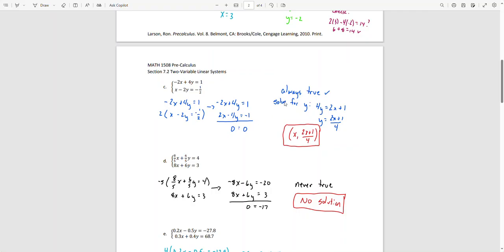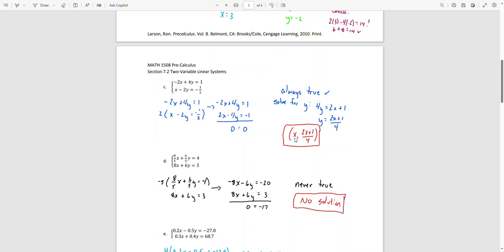So what we do, anytime we get a system that is always true, we'll solve either equation for y. I chose the top one because there's no fractions already. I took the top equation, as I said, minus 2x plus 4y equals 1. I added 2x to the other side, and then I divided by 4. So y is equal to 2x plus 1 over 4. So this is always true. Whatever solves the first equation will also solve the second equation.